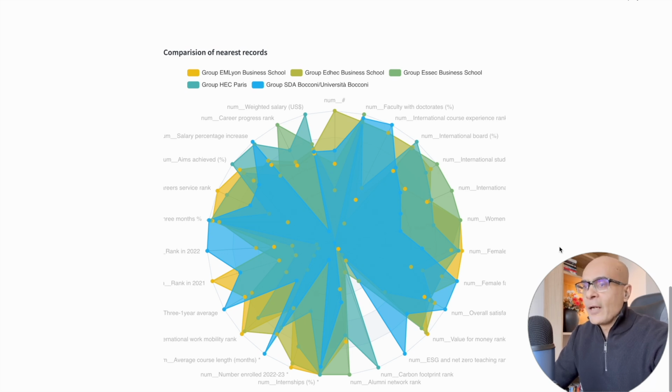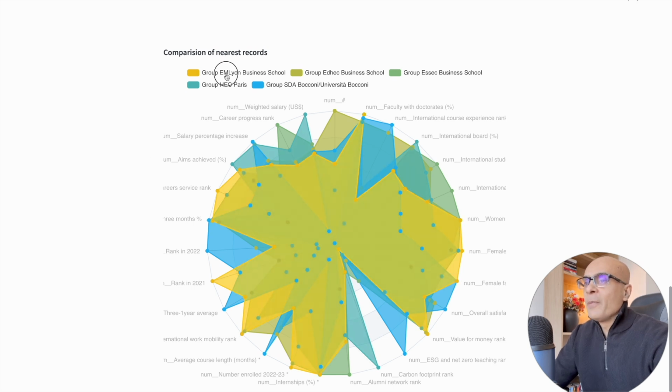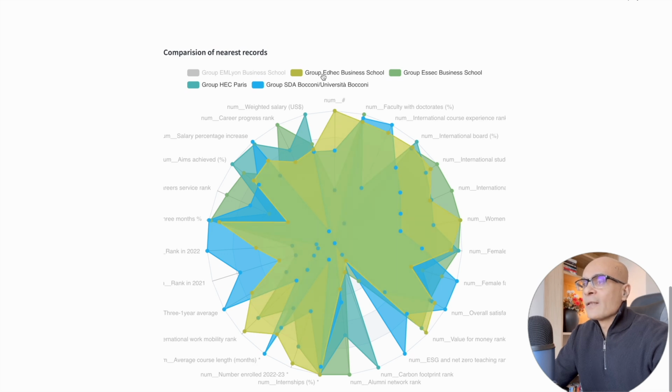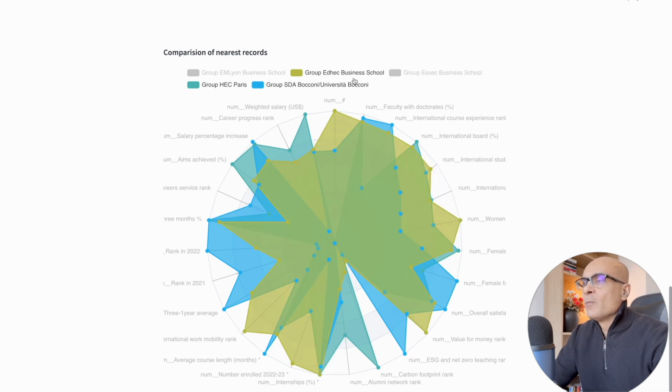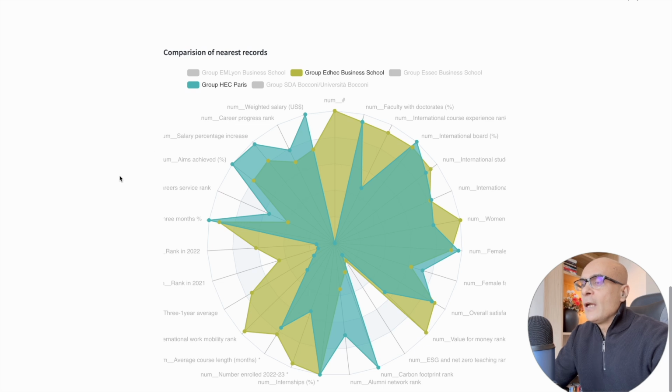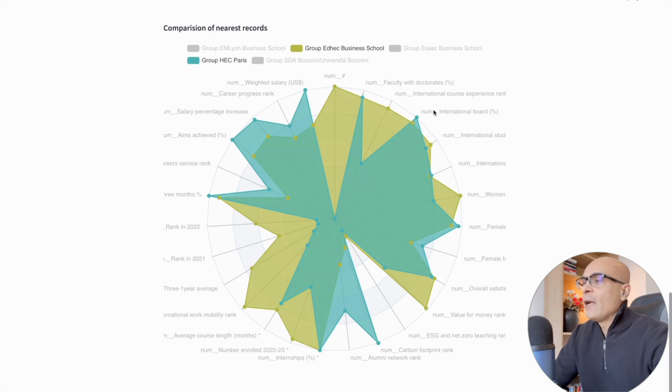Now let us also see, using a radar chart, why these two schools are very similar. So here I have a radar chart, and in this radar chart let us select just HEC Paris Business School, and let us also select EdTech Business School but deselect all the other schools. And here you can see that both these schools have got an almost equal number of international boards. They have almost equal number of international students as well as number of female students. And you can see that for both these schools there is a lot of overlap between the radar charts.